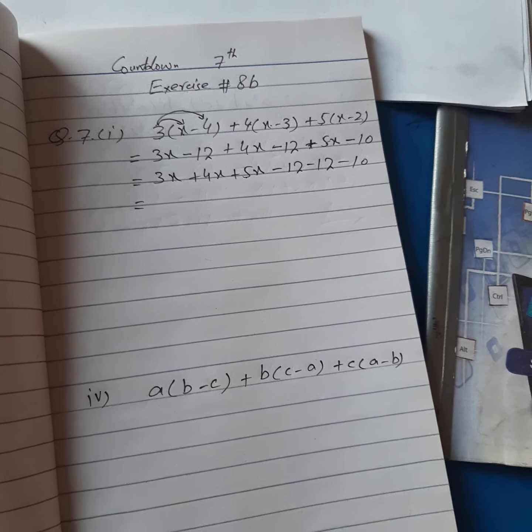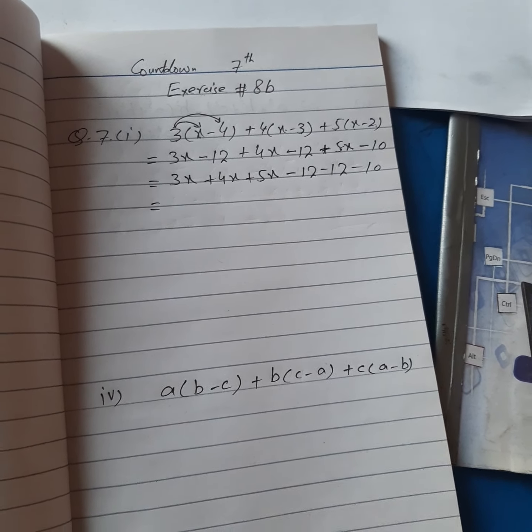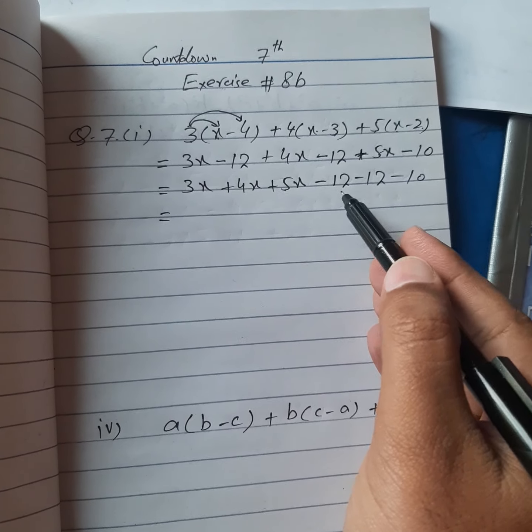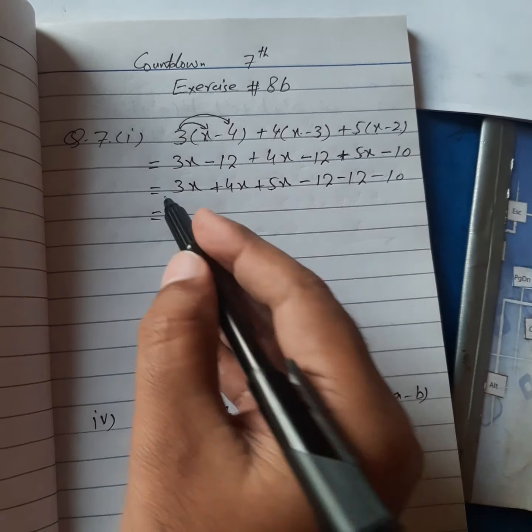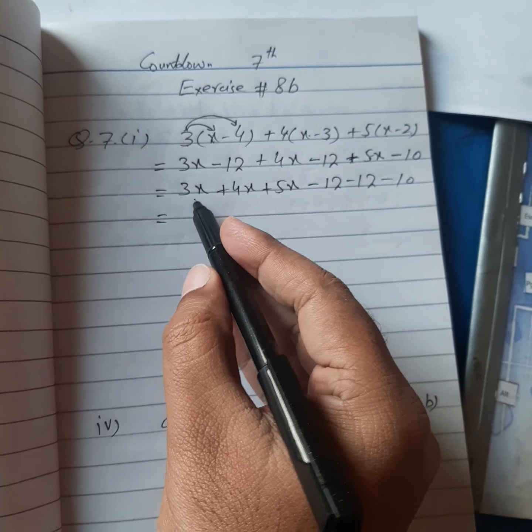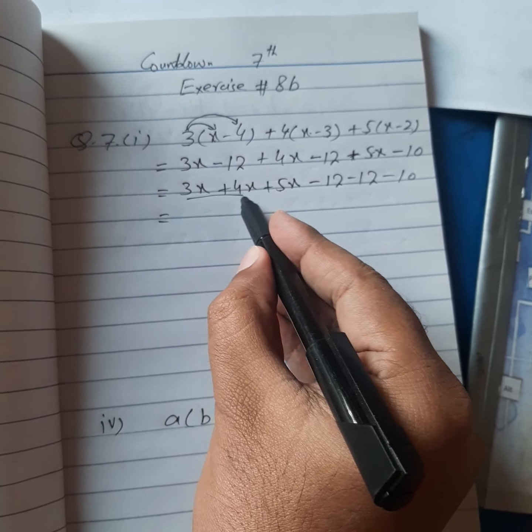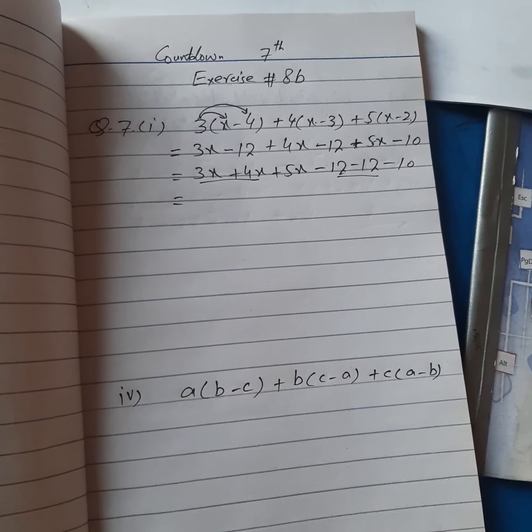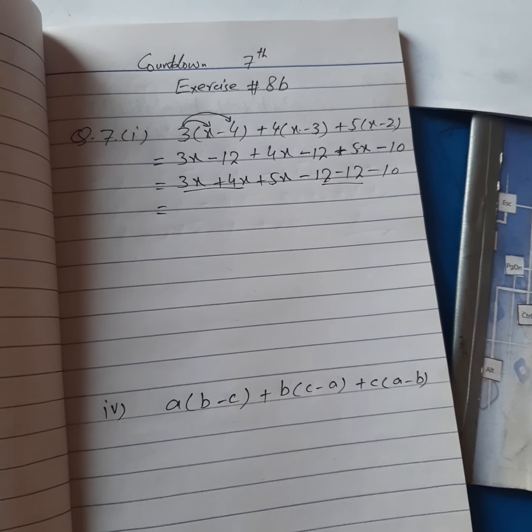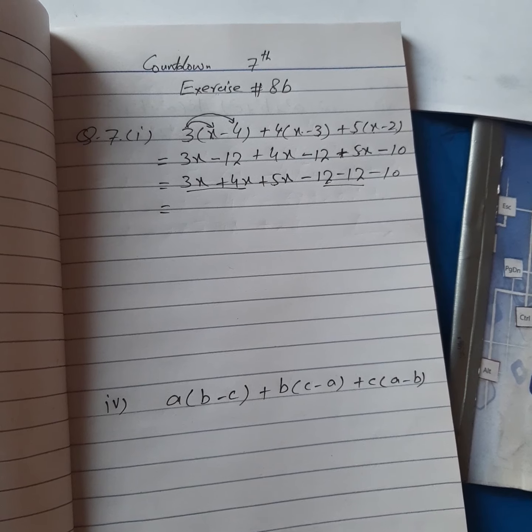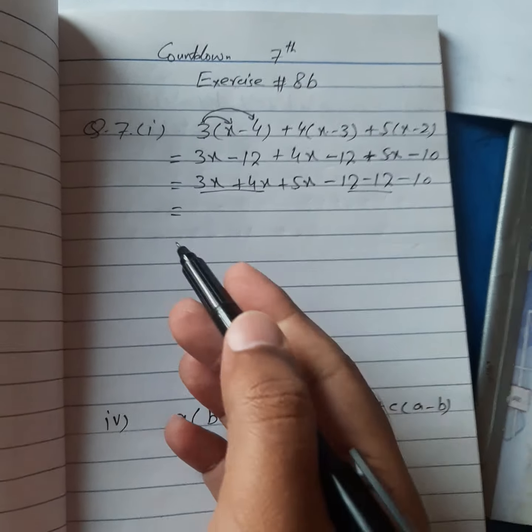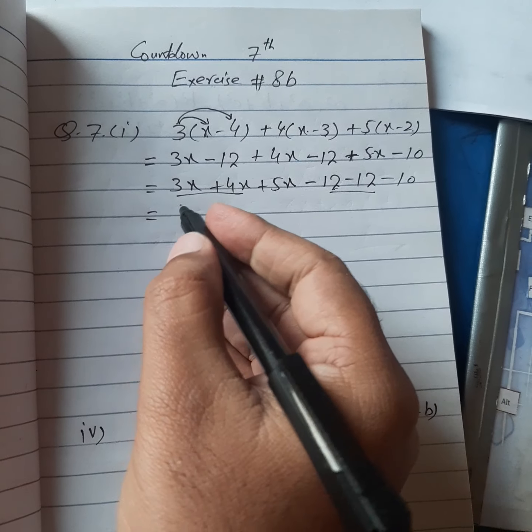Now there are 6 terms, and the first three are like terms and the second three are like terms. So there are two ways. One is that we can solve the first two, then combine the result of those two terms with the third term. Or you can solve all three terms directly.